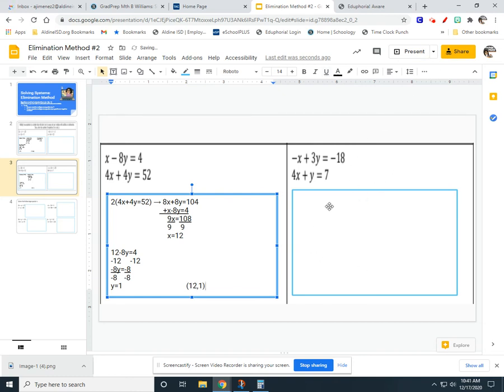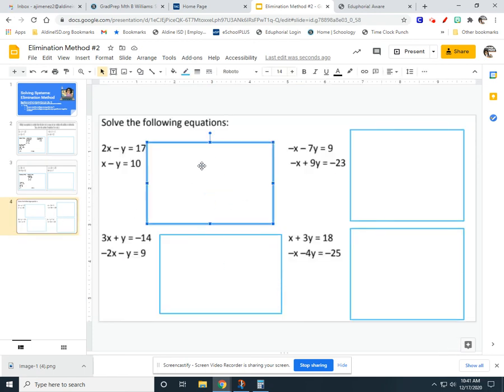Right, you're going to do this side. Alright, let's do these two. Oh, hey, they have two negative y's, so that means I'm going to want to subtract. So let me write 2x minus y equals 17, and in the bottom I'm going to do the minus sign, but x minus y equals 10.